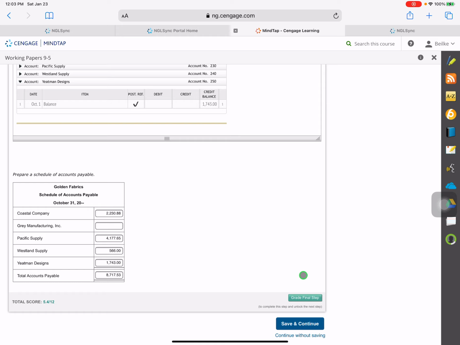Okay, so again, as a little review, what we did today was we totaled our columns, we posted individual amounts, we posted our special amount columns, and then we prepared a schedule of accounts payable, and it is a listing of vendor accounts, balances, and the total due to all vendors. And again, it should match our controlling account, accounts payable.